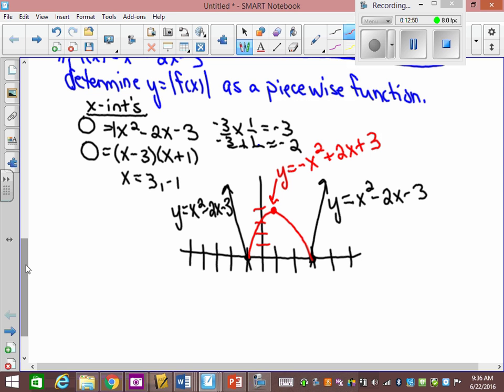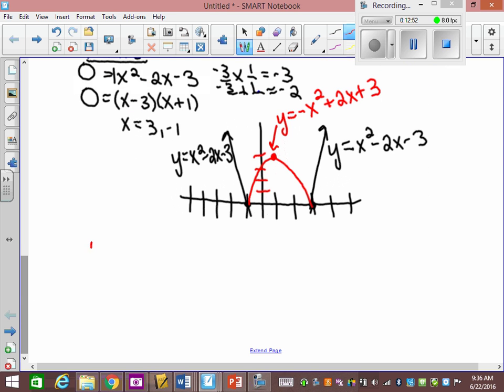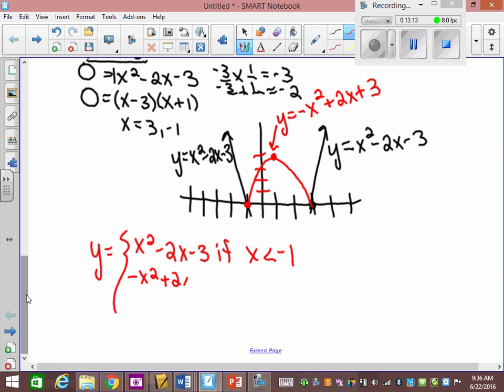All right, now we can do our pieces. Y equals, and I always work from left to right, x squared minus 2x minus 3 if x is less than negative 1, because that's the point they share. Then between negative 1 and 3, I follow the new equation. Negative x squared plus 2x plus 3 if negative 1 is less than x is less than 3.